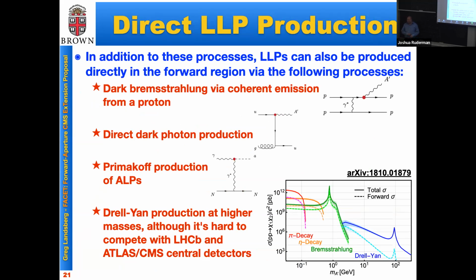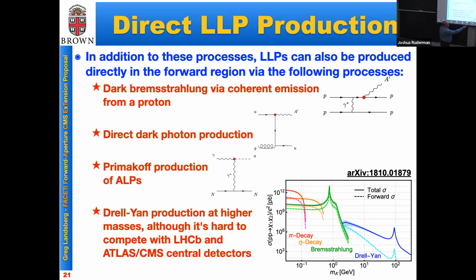We could also produce LLPs by different mechanisms. There is dark Bremsstrahlung, so you could actually coherently emit a dark photon from a photon. There is direct dark photon production, which is similar to direct photon production. And there's Primakoff production for ALPs off nuclei.